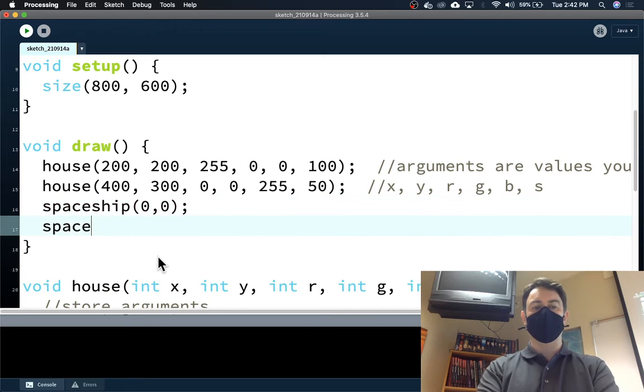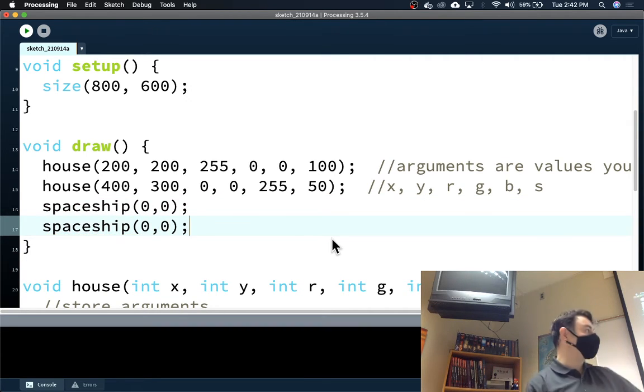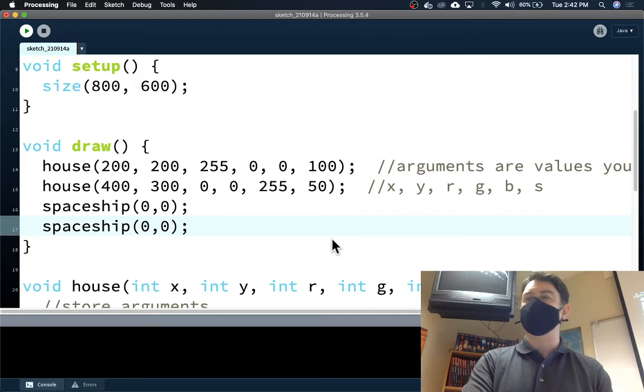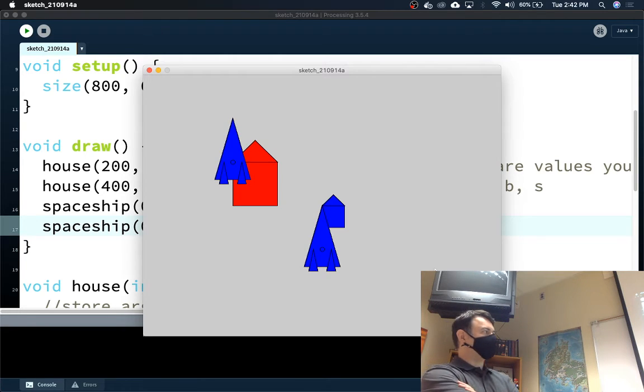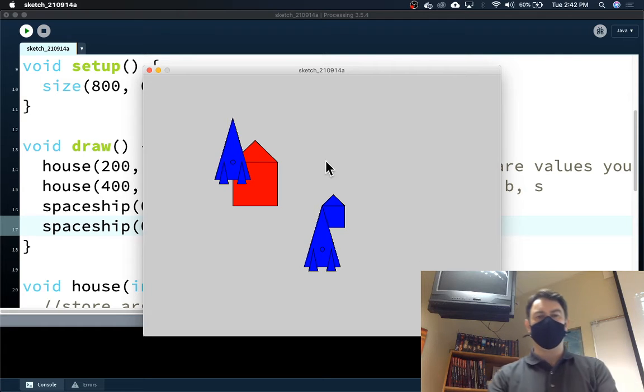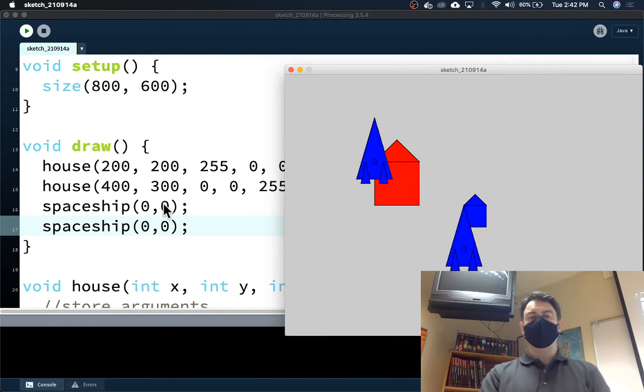Let's actually draw two of them, just to prove it. I like 0, 0 because it looks like an owl inside of the function there. Hoo, hoo. Okay, I'm running it, and you'll be surprised. What do we see? We see two spaceships. Oops, the fill spilled over from the last house. What the heck's going on? It's like the 0, 0 is not working or something.